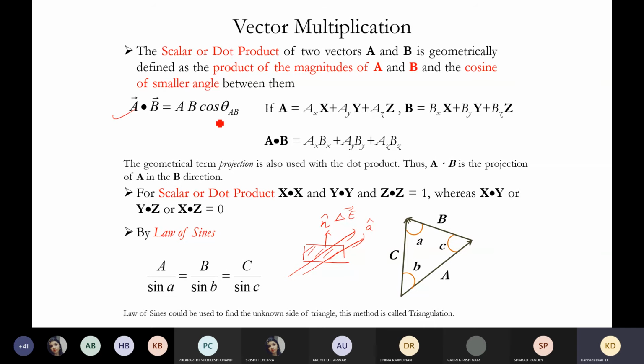You take the magnitudes and multiply with cos theta, where theta is the angle between these two vectors. This is very useful. The dot product always results in a magnitude, so you can calculate the total magnitude of the electric field which crosses that. That is often referred to as the scalar product.